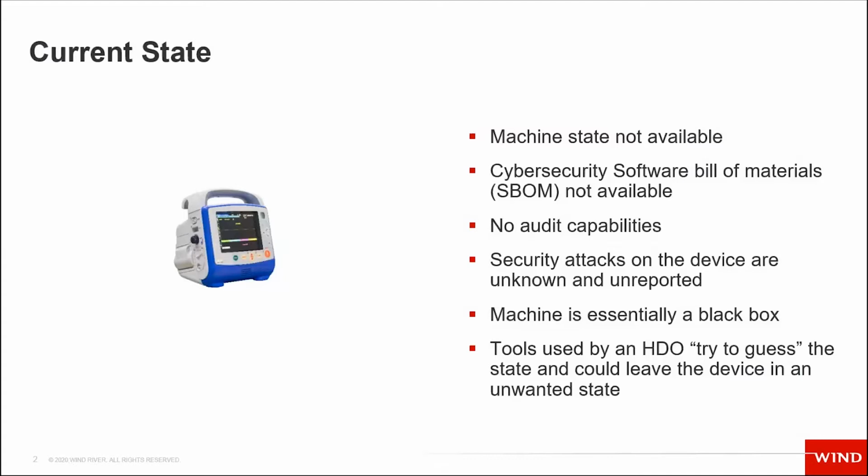The cybersecurity software bill of materials, therefore, by definition, is not available because we don't have a full known state of all devices. And therefore, there are no audit capabilities. A lot of the times, the security attacks on the device are unknown and unreported. The machine is essentially a black box.